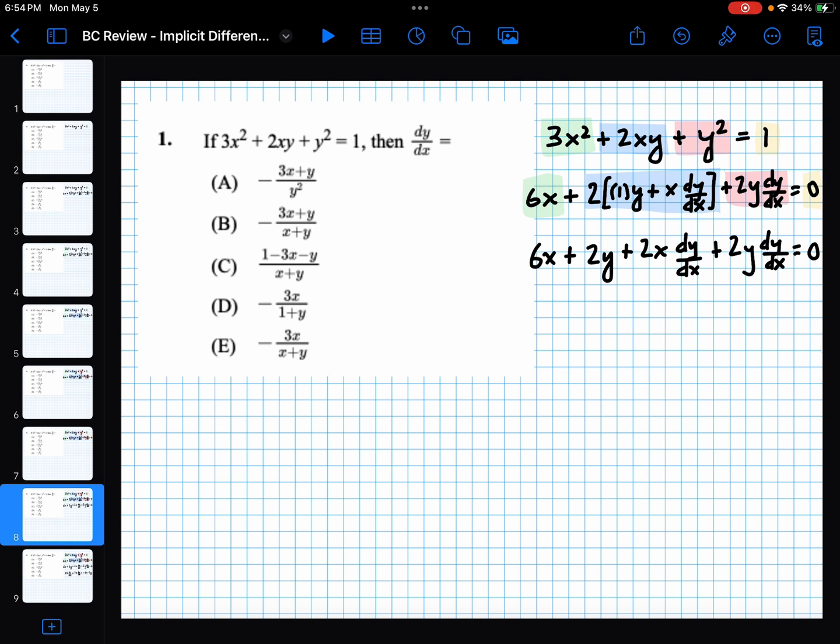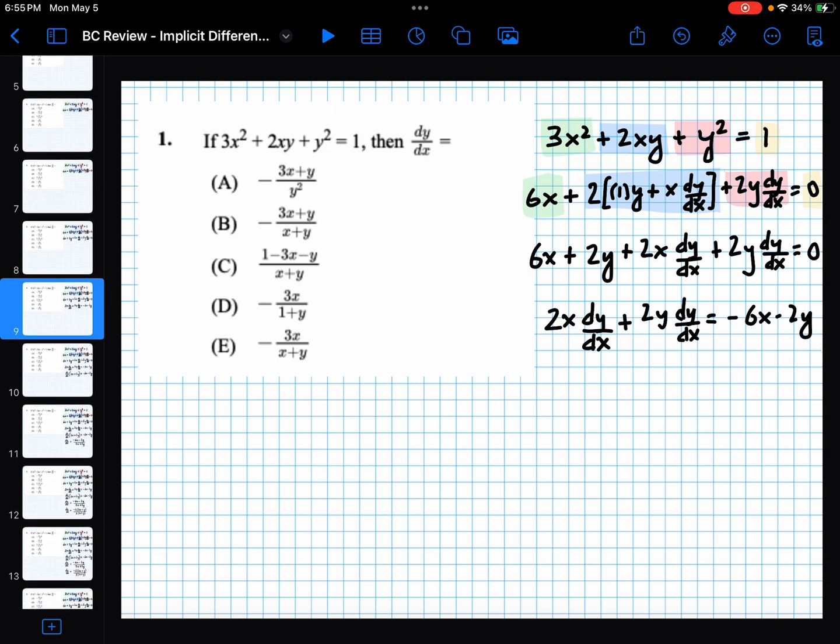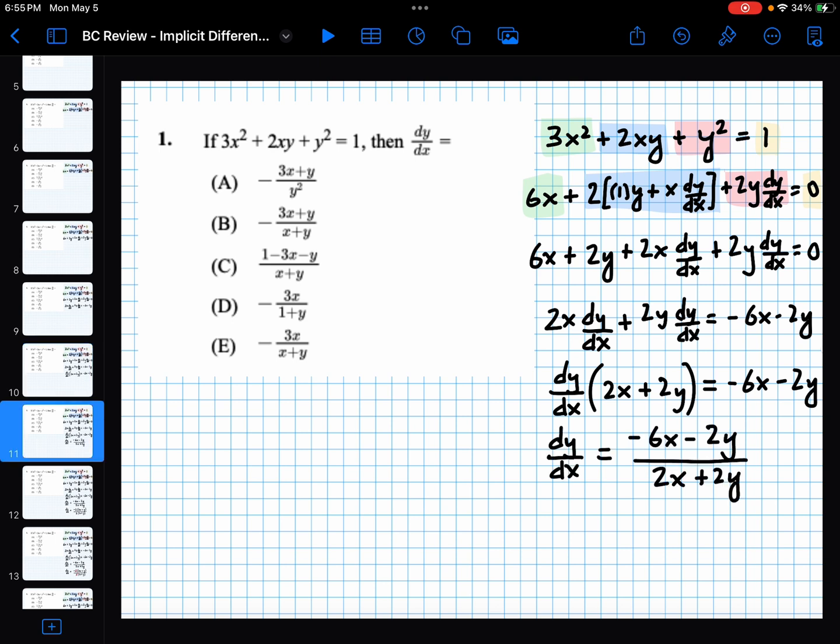And if you remember the way implicit differentiation works, you group all the dy dx terms on one side of the equal sign and move everything that doesn't have a dy dx to the other side. So that's going to look like that. Then you factor out the dy dx, which gives you this, and then you divide both sides by the other factor. So you wind up with dy dx on the left, and then some expression on the right.